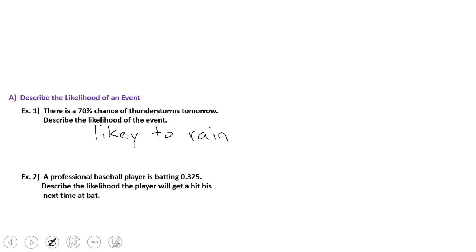Example 2: a professional baseball player is batting 0.325. That's how they mark down batting averages in baseball. Describe the likelihood that the player will get a hit his next time at bat. Well, using that decimal, that falls just above unlikely, because 25% is 0.25. So they have just a little bit more. So I'm probably still going to use unlikely to get a hit.